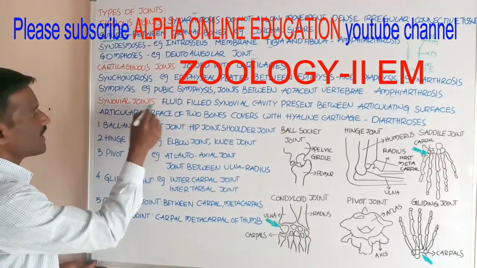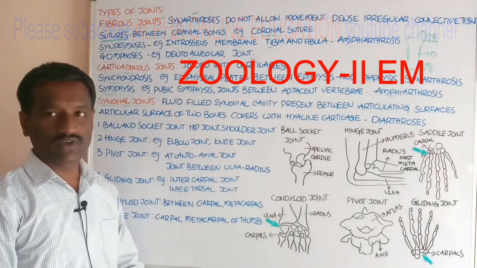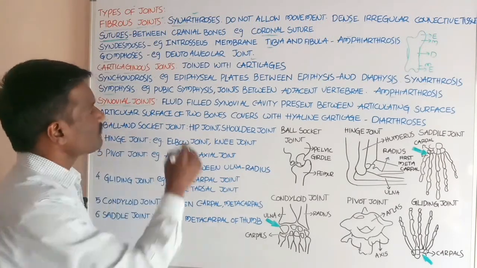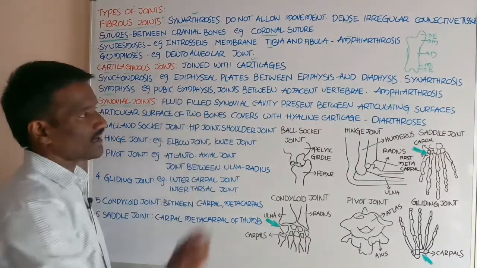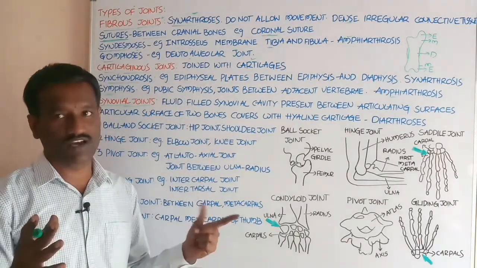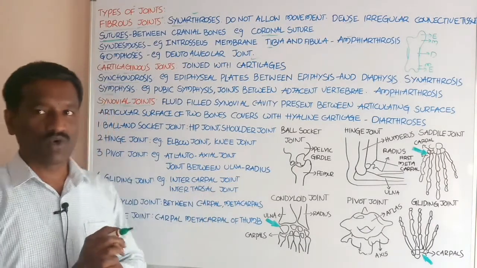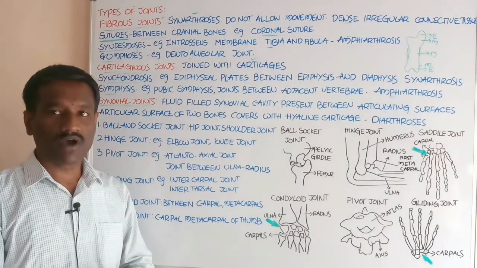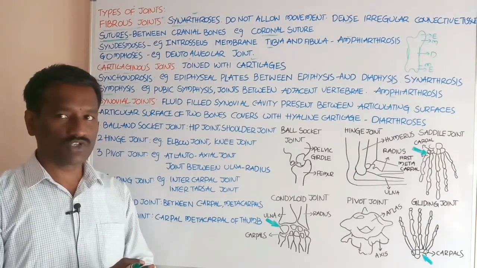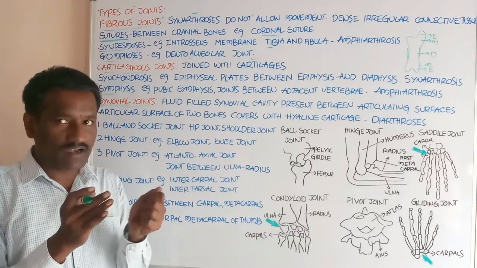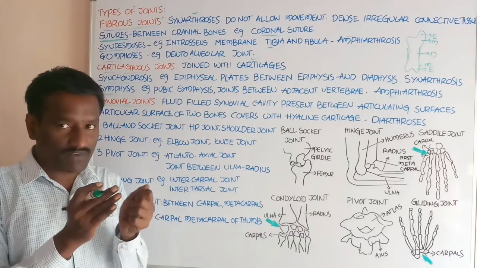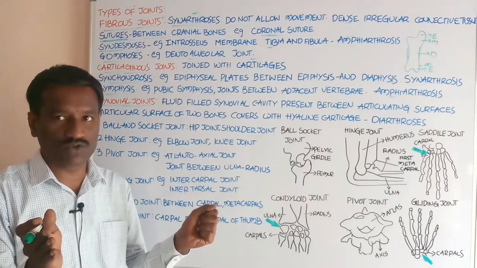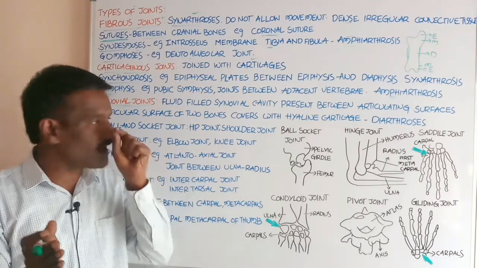Next, synovial joint. What about the synovial joint? Synovial joint allows the free movement of the bones, and there is a fluid-filled synovial cavity between the articular surfaces of the two bones. The end part of the bone is called the articular surface. The joint between the two bones allows the free movement of the two bones. These are called synovial joints.